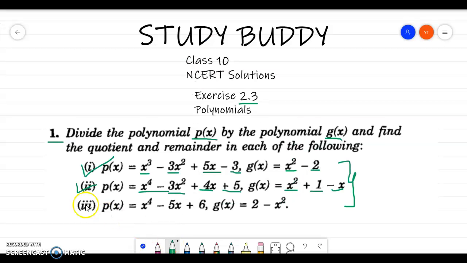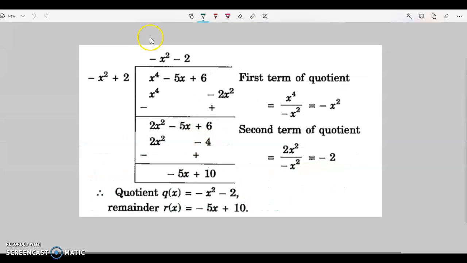Moving on to the third question, that is p of x is equal to x power 4 minus 5x plus 6 and g of x is equal to 2 minus x square. You get minus x square plus 2 as the divisor and x power 4 minus 5x plus 6 as the dividend.